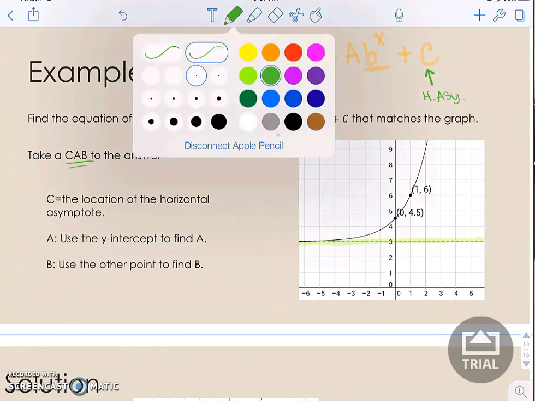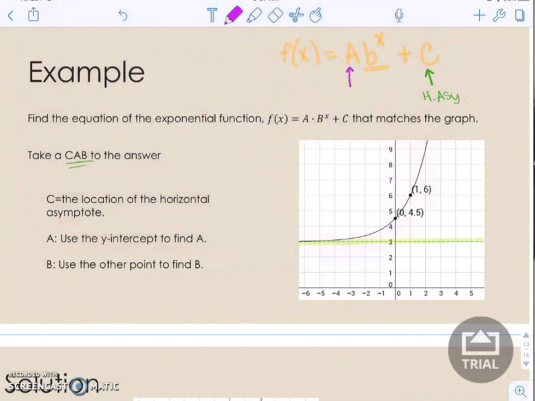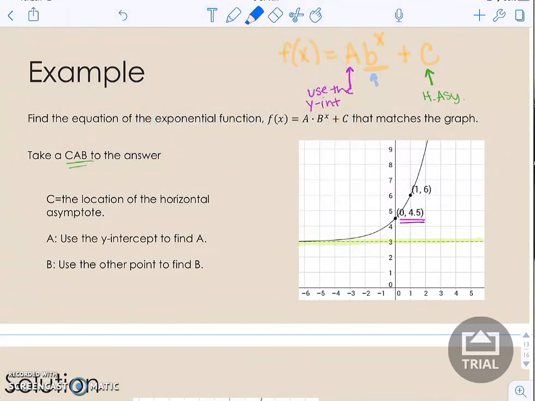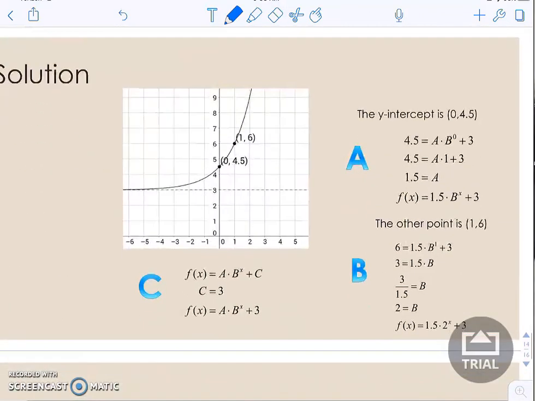To find a, I'm going to do that in purple, you have to use the y-intercept coordinates. Remember that the y-intercept is the point that crosses the y-axis, so that would be this point right here, (0, 4.5). And then for b, you're going to use your other point. I'll do that in blue. Use other point. The other point that you were provided in this case is (1, 6). Utilizing these things will help you find all of your particular values, okay?